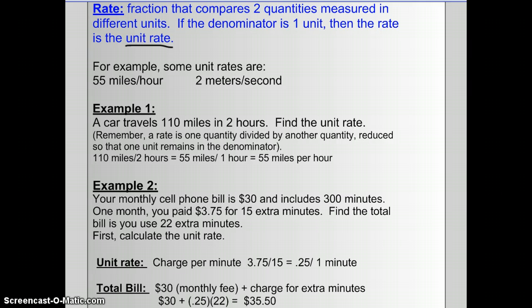So to figure out your total bill, that's the $30, the monthly fee that you're charged no matter how long you're on the phone, plus the charge for the extra minutes. So it's $30 plus 25 cents times the 22 extra minutes. So total, you're going to be charged $35.50. Just remember in unit rate that you always have to reduce the fraction. Make sure your denominator is 1 no matter what the unit is.